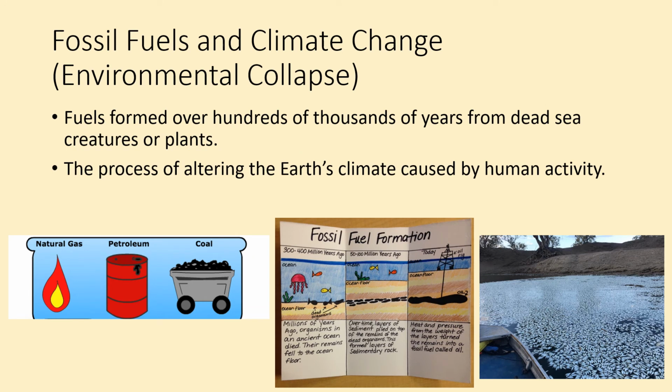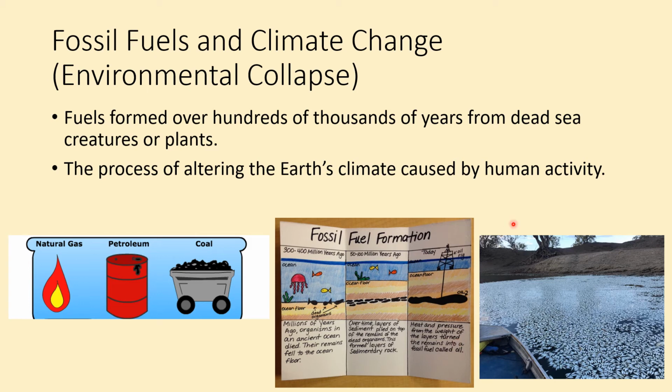Fossil fuels and climate change or environmental collapse. So fossil fuels formed over hundreds and thousands of years from dead sea creatures or plants. So that's why they're non-renewable. It takes hundreds of thousands of years to form fossil fuels, and we are burning them up within a couple of decades. So that's a massive issue. So the examples of fossil fuels are natural gas, petrol and coal, and this little booklet was made by a year 6 student in the States showing you how those fossil fuels were made.